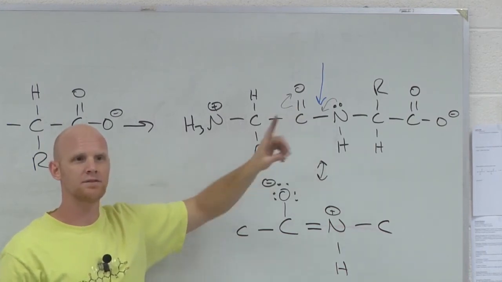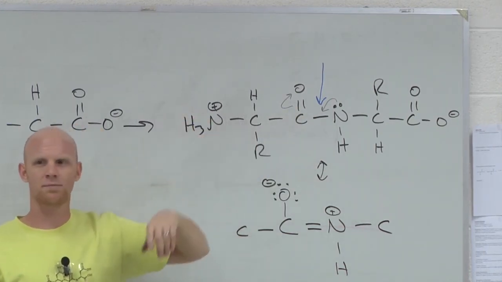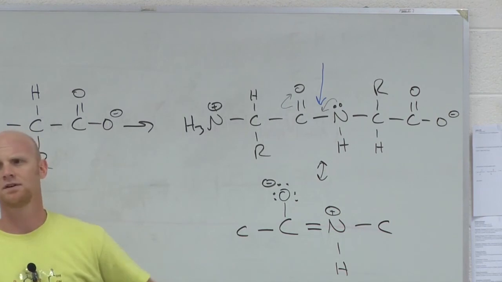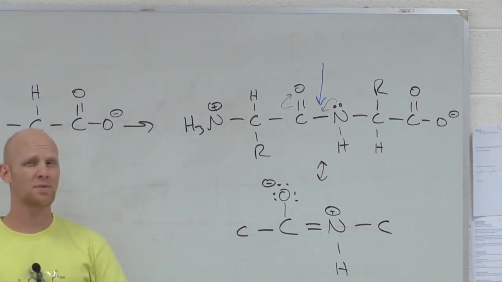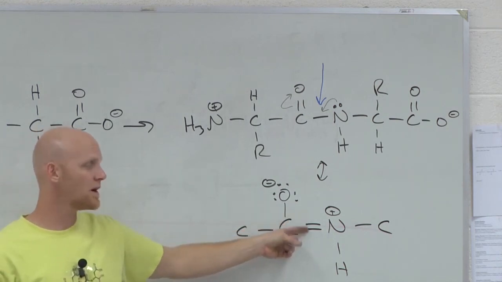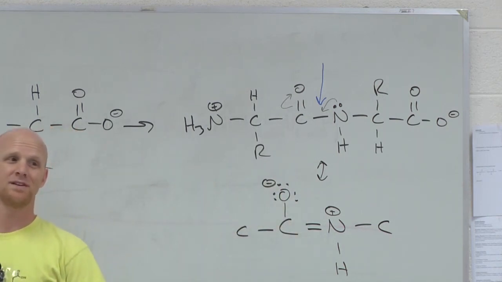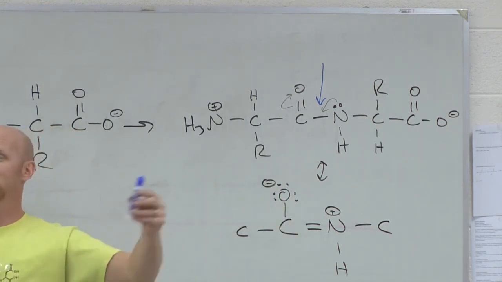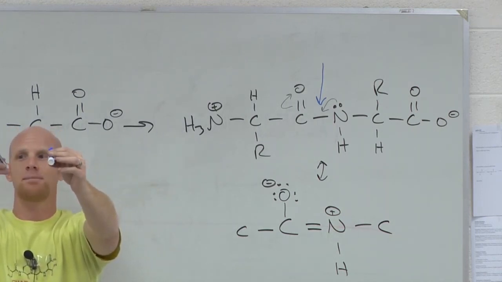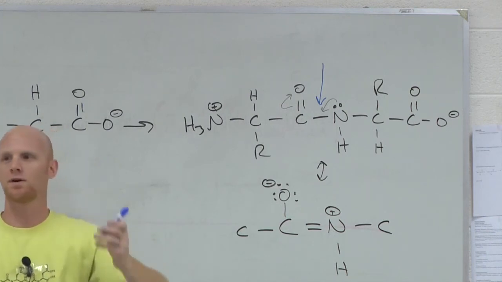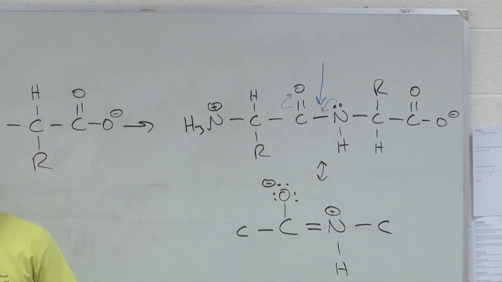Single bonds can freely rotate, as long as they're not part of a ring anyways. They're just allowed to freely rotate, and it gives a lot of flexibility to a structure. But double bonds, on the other hand, what's a pi bond? The second bond in a double bond is a pi bond. And what is a pi bond? It's side-to-side overlap of p orbitals. If you rotate that bond, you wouldn't have side-to-side overlap anymore, and you can't rotate around a double bond.